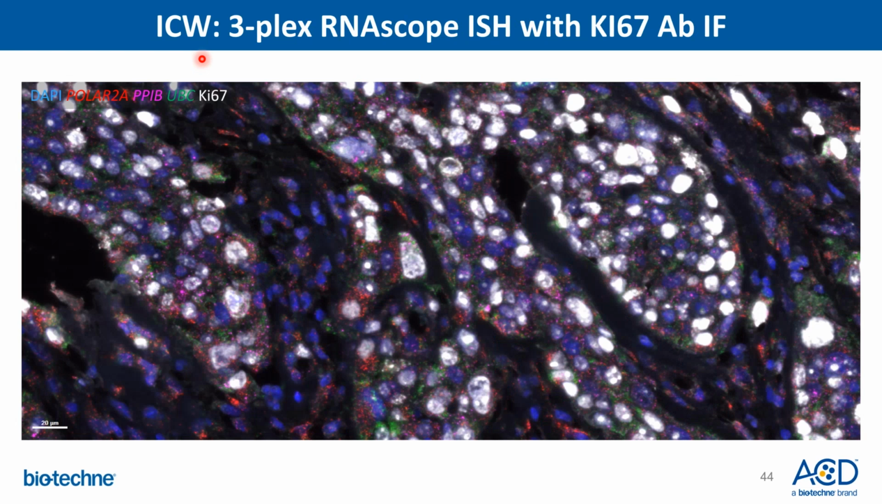Shown on this slide is an example of a 3-plex RNAscope ISH with an antibody staining for Ki67. On this slide, we are looking at Polr2A in red, PPIB in magenta, and UBC in green. And then in white, we have the Ki67 cell proliferation marker. We'll next look at some of the examples for immune markers.